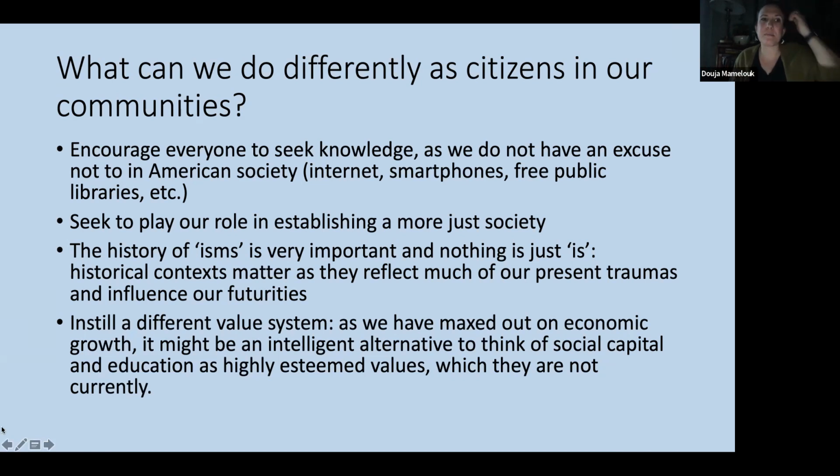And then I think it's important to seek out a role for ourselves in establishing a more just society at the micro level already. The history of isms is very important, and nothing is just is. Historical contexts matter as they reflect much of our present traumas and influence our futurities. I'd like to also see us instill a different value system, and this is what I propose. I propose, since we have maxed out on economic growth and gain, that it may be intelligent for us to think about alternative modes of operating, such as social capital and education as a highly esteemed value, which they are not currently.